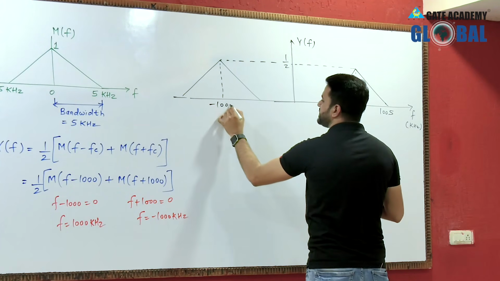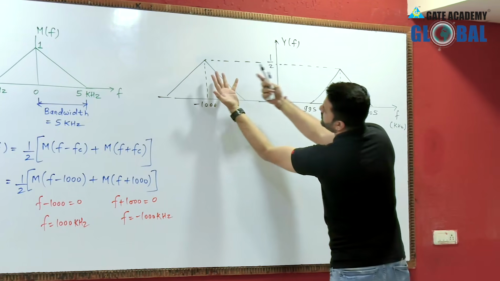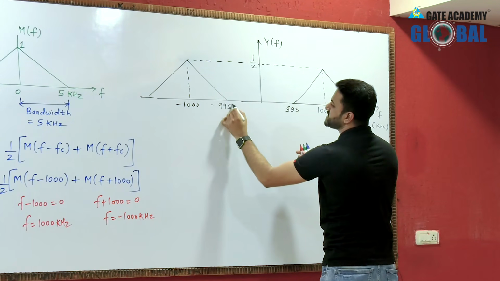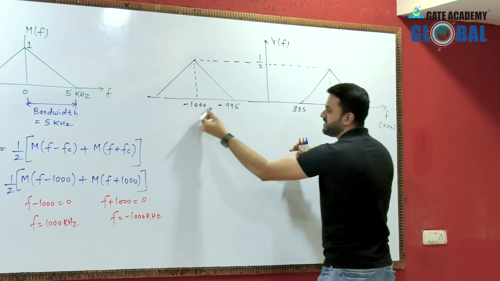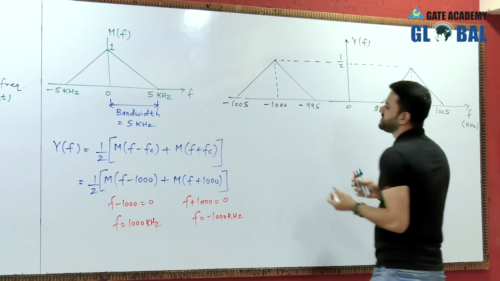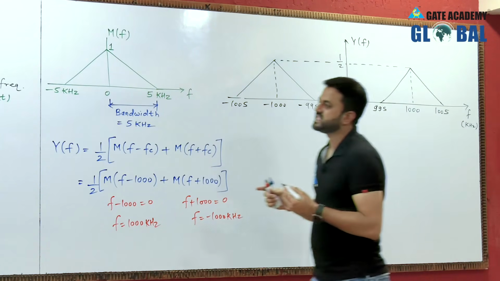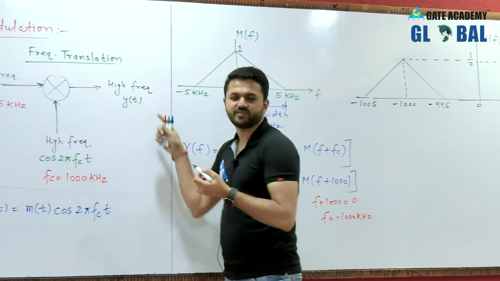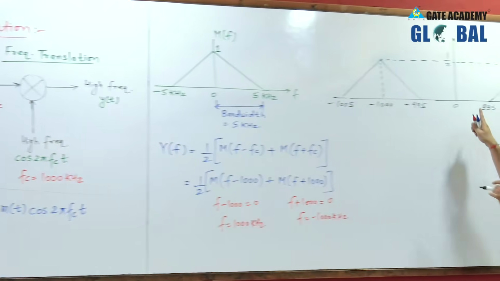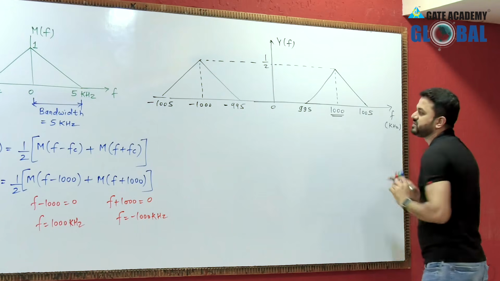This will be minus 1000, and as the negative 995 is here, if I fold this, this small part is coming here. So this is minus 995, obviously, and in this way the value is increasing, and this is 0, and in this way the value is decreasing. So this is minus 1005. So, we will get a spectrum like this. Now, as you can see, the resultant signal has high frequency. So this y(t) has frequency centered about 1000.